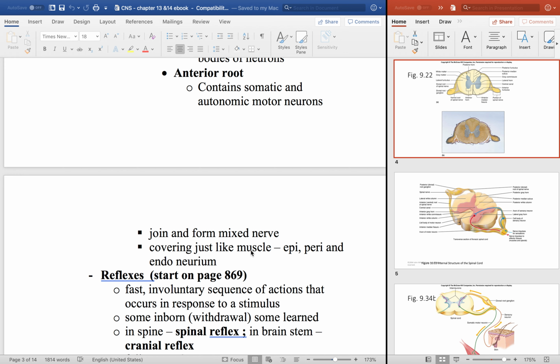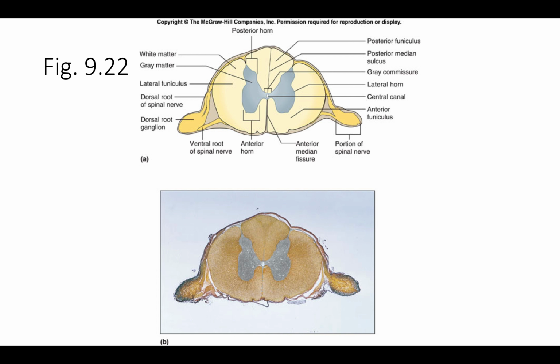Remember, these nerves are made up of the epineurium, perineurium, and endoneurium, just like we did in the muscle. Let's go ahead and look at a PowerPoint of that. Again, if I can get the PowerPoint up. Okay, so here are the nerves coming in. So the nerve goes all the way out here, and whenever you think of this nerve, it's a bundle of sensory and motor neurons. They're all together. Most of them are mixed.